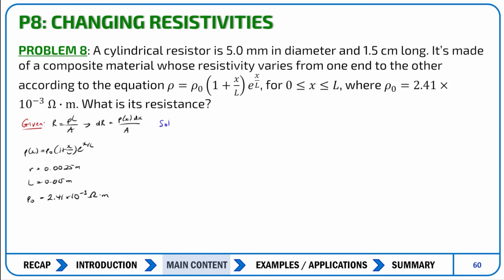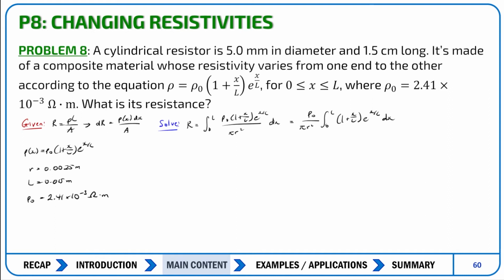Next, we do want to solve. We start off by integrating dR from 0 to L. So that would be rho naught times (1 plus x over L) times e to the x over L, divided by pi r squared, dx. We can factor out the constants, which would be rho naught over pi r squared, and then have the integral from 0 to L of (1 plus x over L) e to the x over L dx.